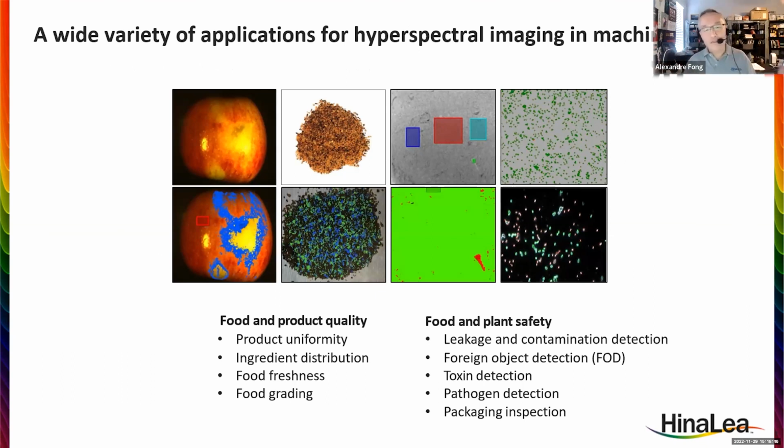We can address tons of different applications. We're already working on all of these things that you see up here: product uniformity, ingredient distribution you saw earlier, food freshness. We can see if things are ripe. We can grade them for different attributes in terms of sugar content and water content. We can also use it for, very importantly, a role in safety. We can detect whether things are leaking, becoming contaminated, foreign objects being included in the product, detection of toxins, pathogens, and inspect the packaging that it comes in to make sure it hasn't been breached.